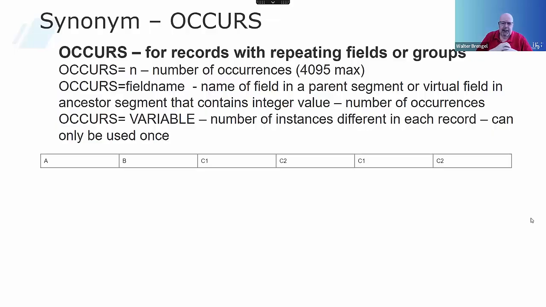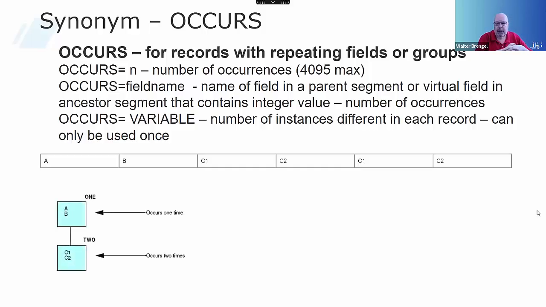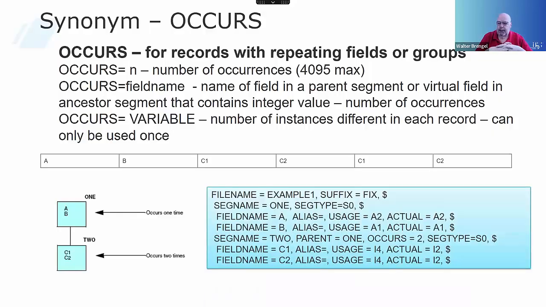So we're going to look at some sample data structures. In this case, I have A, B, and then I have C1, C2, and then I repeat C1, C2. So if I look at the structure, I'm going to have A and B in one segment, and then I have C1 and C2 in another segment that then occurs 2 times. The resulting synonym would look like this. Segment 1, field name A, field name B. Segment 2, parent of segment 1, and occurs 2 times.